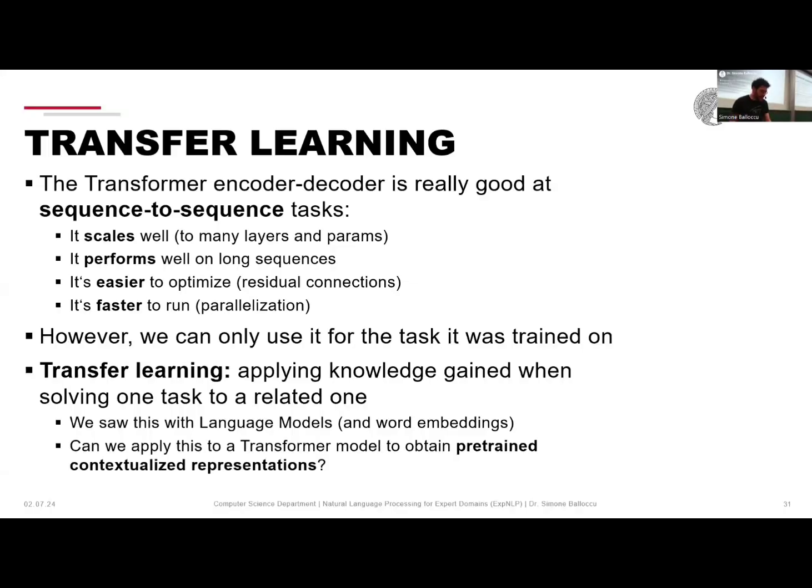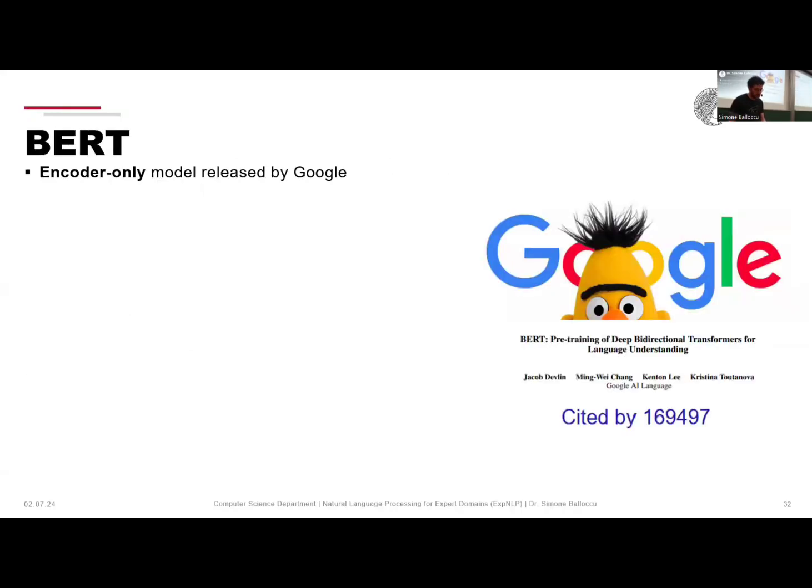Can we apply this to the transformer to obtain a pre-trained contextualized representation, which we then just use for another task? A rhetorical question, because if there wasn't a way to do this, we wouldn't be studying it. But yes, there is, and BERT is a way to obtain this. It's a very, very famous model by Google, at this point pretty widely known, as you can see by the number of citations of the original paper.